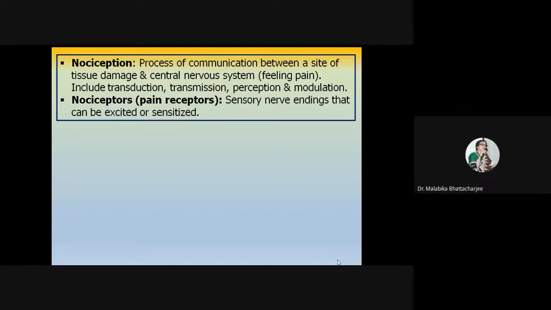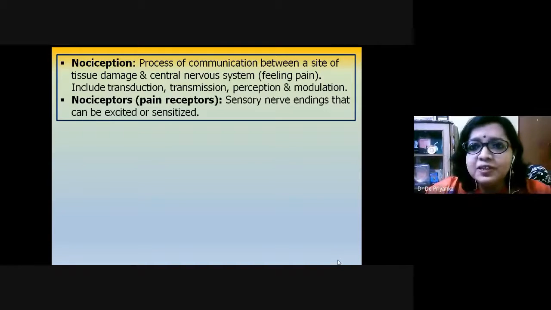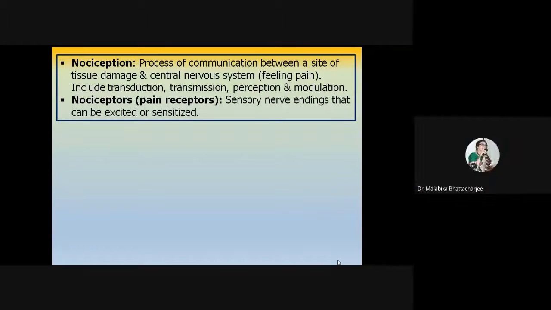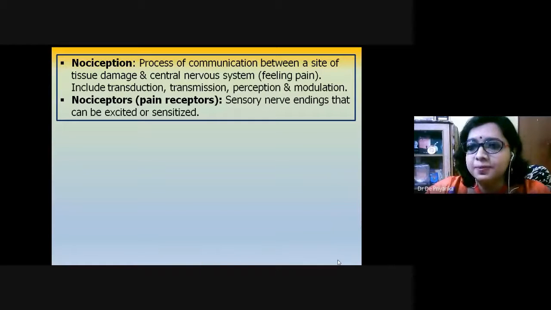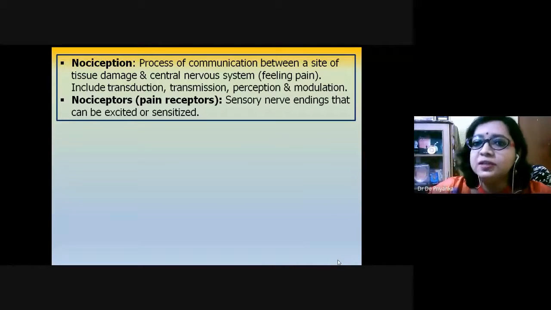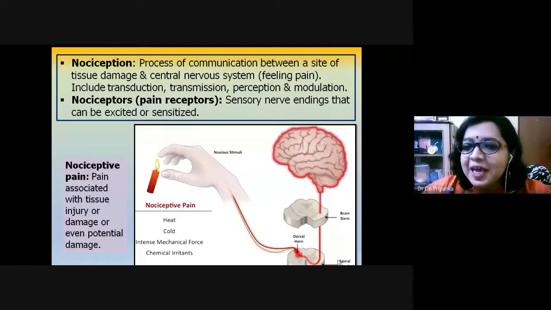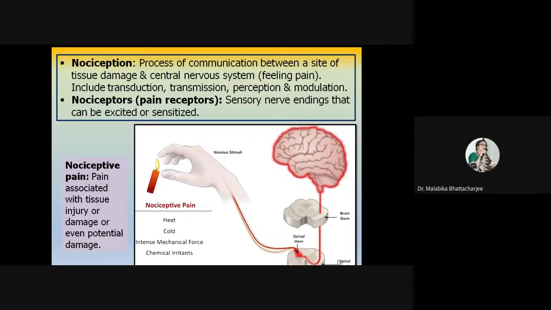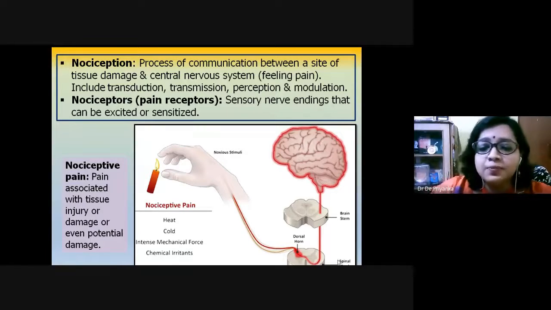Now, when I say nociception, definitely there should be some receptors, called pain receptors, which are triggered due to pain. Those are nothing but sensory receptors, sensory nerve free endings, which are excited or sensitized. When this happens, I have given this picture. We have what is known as nociceptive pain: the pain associated with tissue injury or damage happening at the level of any target tissue, or even a potential damage occurring at a particular tissue.